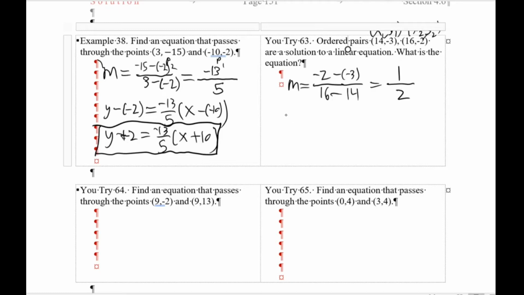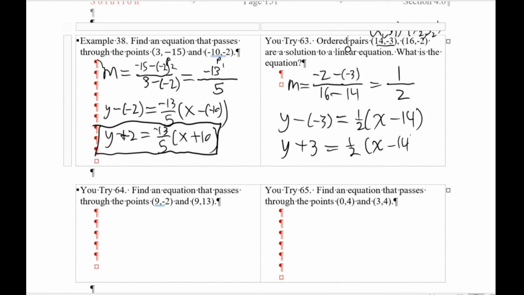Now I can use either point. I'll just use this point right here. y minus negative 3 equals 1/2 times the difference of x minus 14. And I'll simplify: y plus 3 equals 1/2 times x minus 14.